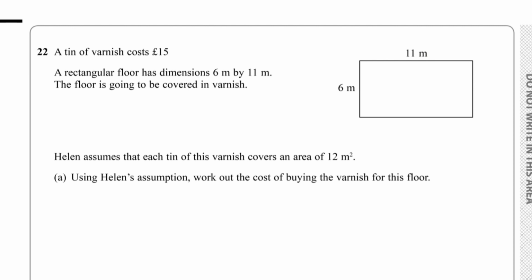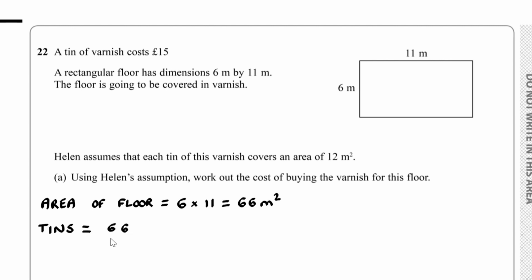Question number 22. A tin of varnish costs £15. A rectangular floor has dimensions 6 meters by 11 meters. The floor is going to be covered in varnish. Helen assumes that each tin of this varnish covers an area of 12 meters squared. Using Helen's assumption, we have to work out the cost of buying the varnish for this floor. For the area of the floor, we've got 6 times 11, which is 66 meters squared. Now we can find out the number of tins we require by working out 66 divided by 12. And it turns out we get 5.5.